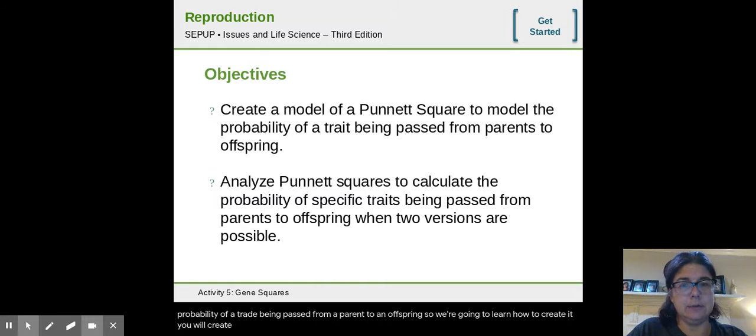So we're going to learn how to create it. You will create boxes to set up a Punnett square. But then you're also going to be able to analyze the Punnett squares and figure out what it means. How can that be used to calculate the probability? And you're going to determine that.